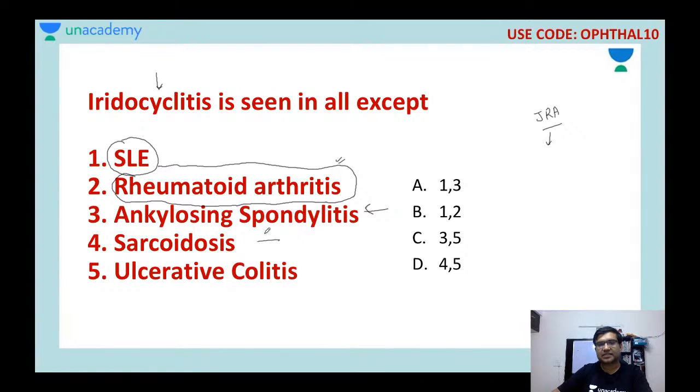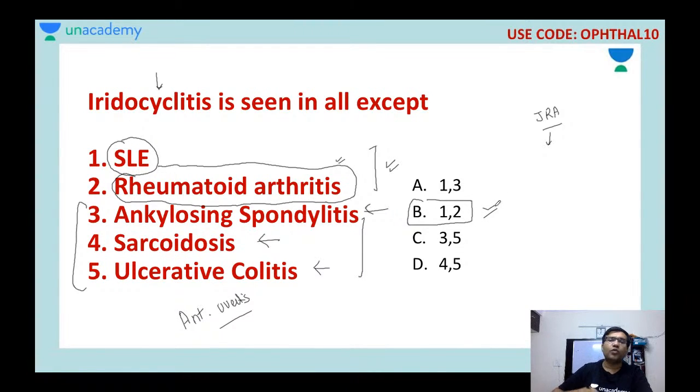Ankylosing spondylitis, sarcoidosis and ulcerative colitis, the most common ocular manifestation in these cases is anterior uveitis. Okay, so all of these three would definitely cause a uveitis, but if I have to choose the two least common ones which are causing the uveitis, they should be 1 and 2. So the answer here would be B. Okay, so this is how we can solve these questions, where they have given multiple options and then we have to set the options which are the answer.